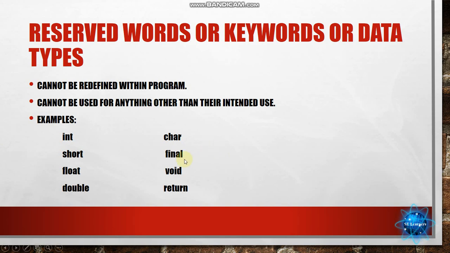Final is used for a sentinel variable or sentinel value. Void is a non-returning method. It returns nothing. I have told you in the previous video. Return is a command that is used at the end of a method that is non-void.